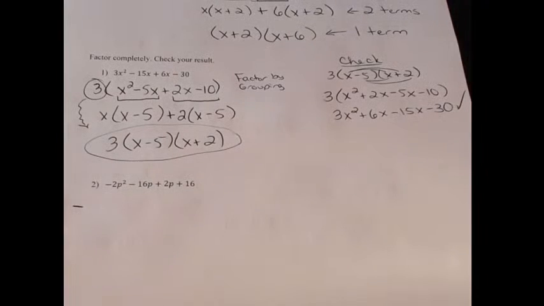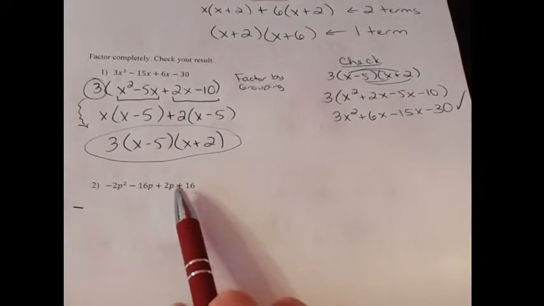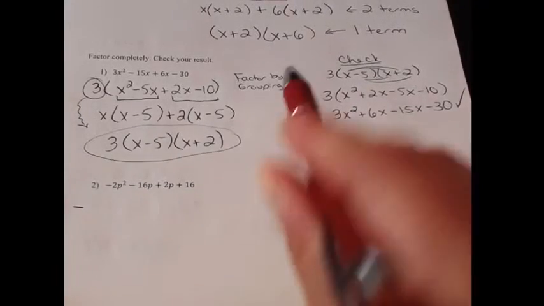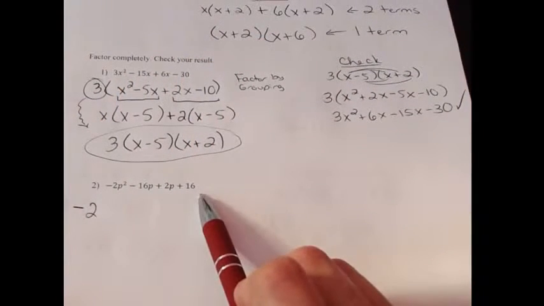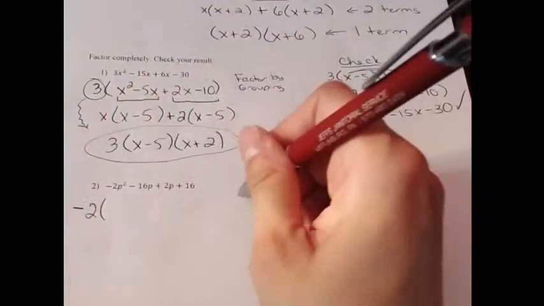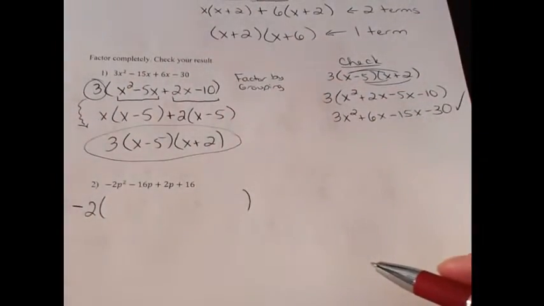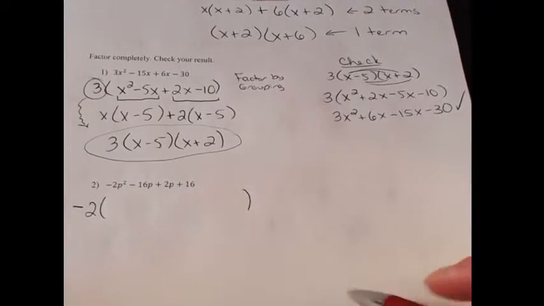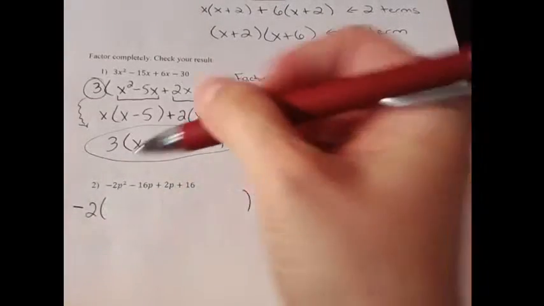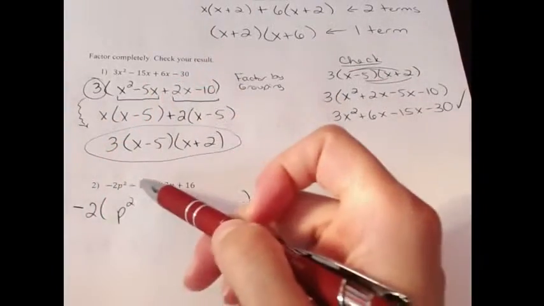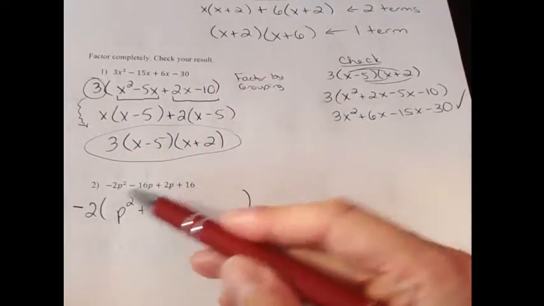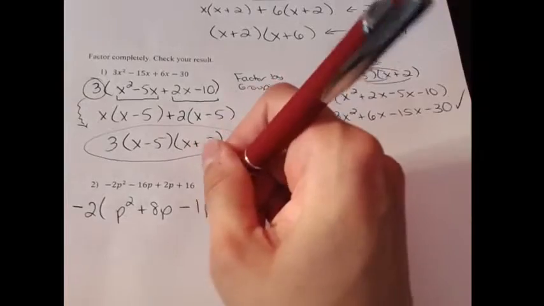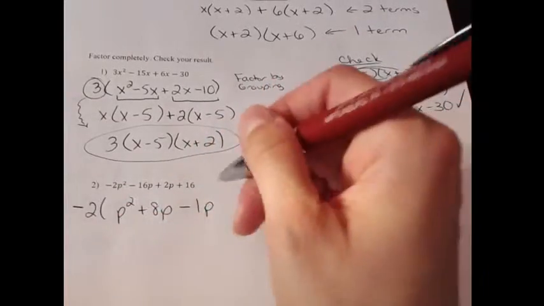Now, we're going to look at each of these terms, numeric and variable part. So 2, 16, 2, 16, I can definitely factor out a 2. P squared, p, p, no p, okay, I cannot factor out a p. So my very first step is to factor out a negative 2 from every single term. So if I divide each term by a negative 2, I'm left with p squared. Negative 16p divided by negative 2 is positive 8p. Positive 2p divided by negative 2 is a negative 1p. Positive 16 divided by negative 2 is a negative 8.